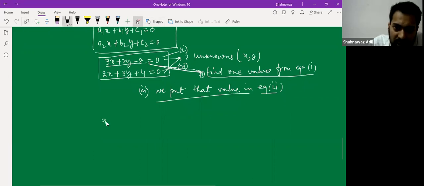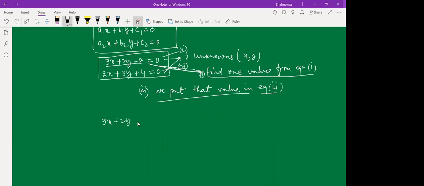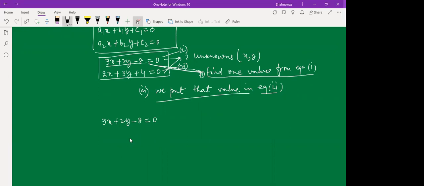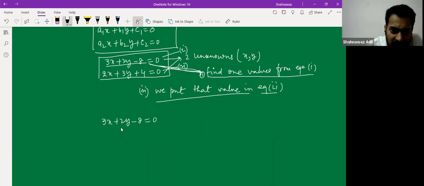3x plus 2y minus 8 equals 0. So what do you want to solve? You want to solve for x or y? So this is the first equation, right?